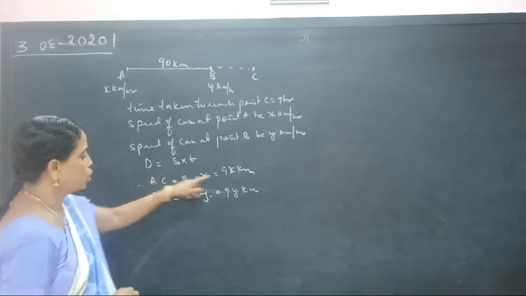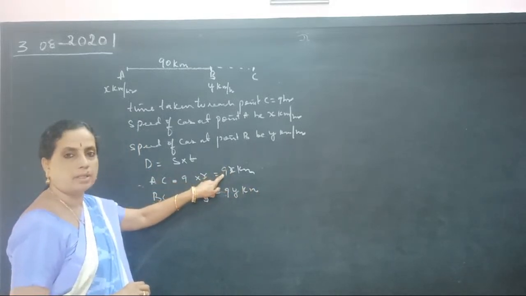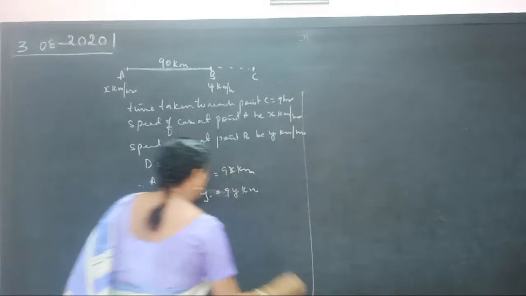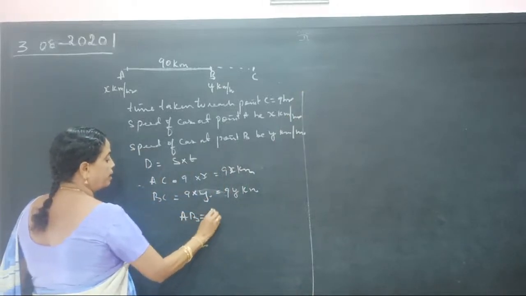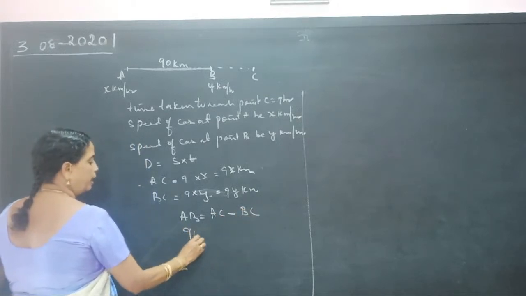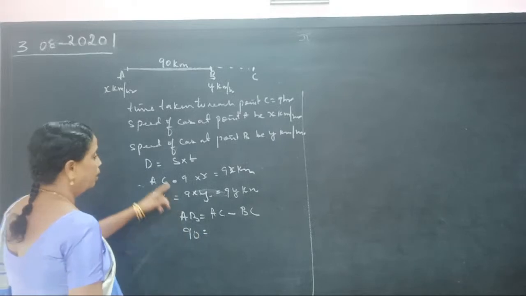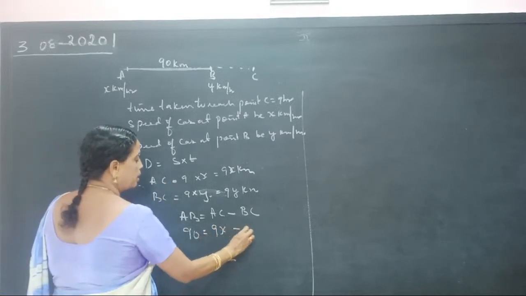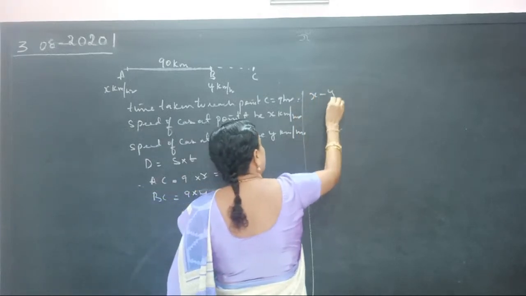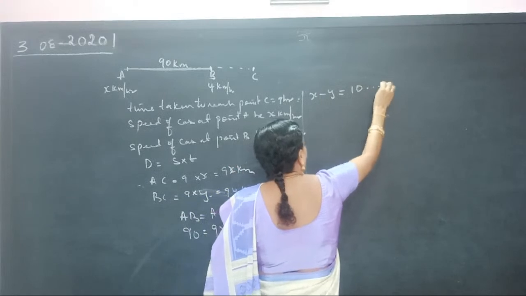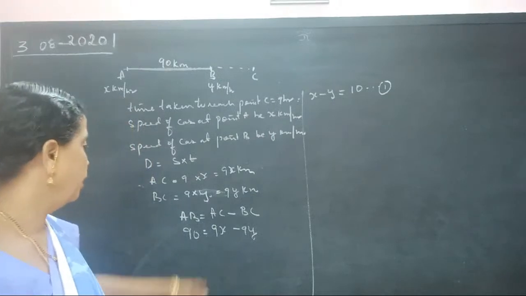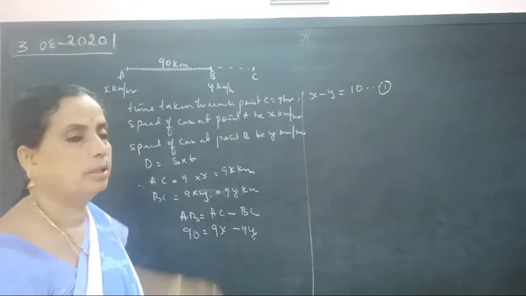Distance equals speed x time, and the time is 9 hours. We know the AB distance, which can be taken as AC minus BC. AC is 9x, BC is 9y, and AB is 90. Therefore, the first equation is x minus y equals 10. Dividing LHS and RHS by 9, x minus y is equal to 10.